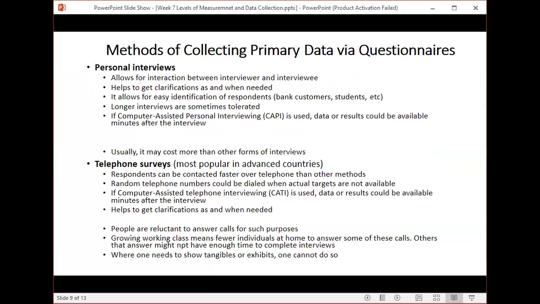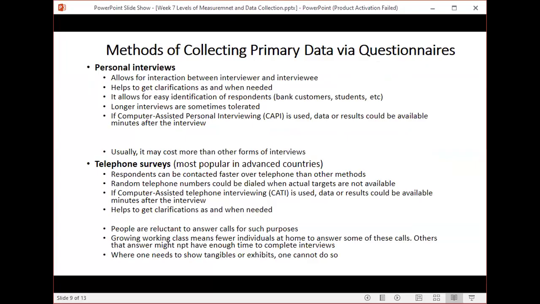Okay, so let's look through the methods of collecting primary data through a questionnaire. There are several ways. We'll go through them, their do's, their don'ts, their advantages, disadvantages, and stuff like that. And then that will be for the first session. Okay, so let's start. How do we collect data through questionnaires? Number one is through personal interviews.